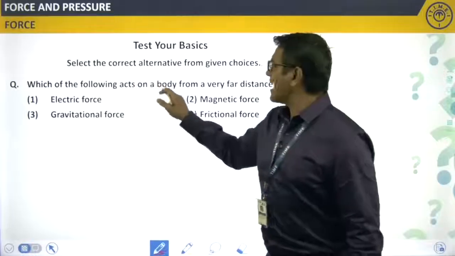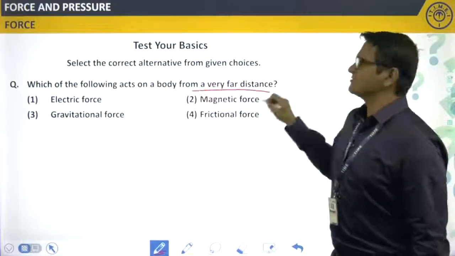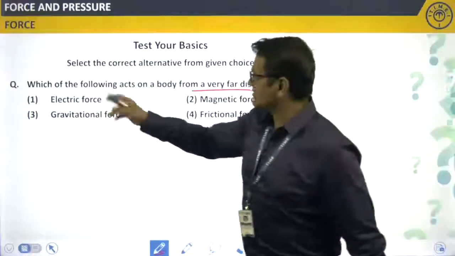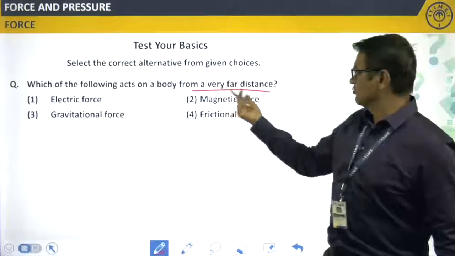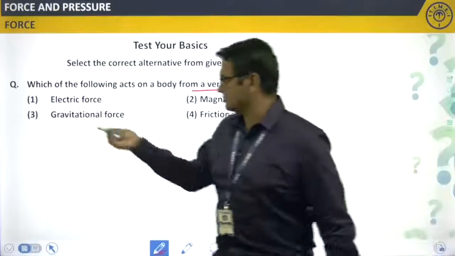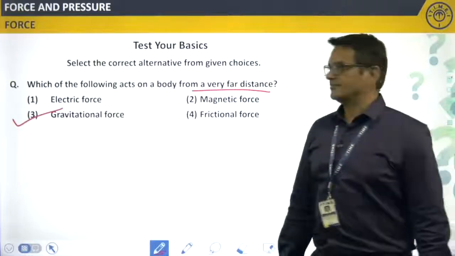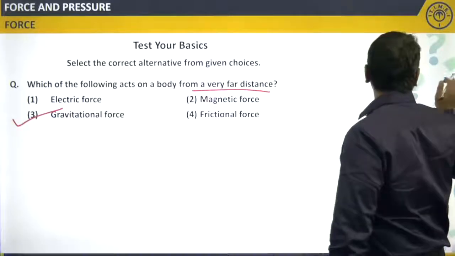Which of the following acts on a body from a very far distance? And we all know the far distance forces are gravitational forces. Let us see if it is there. Electric force, no. Magnetic force, no. Frictional force is a contact force. So gravitational force is the right answer. Clear? Let's see the next question.